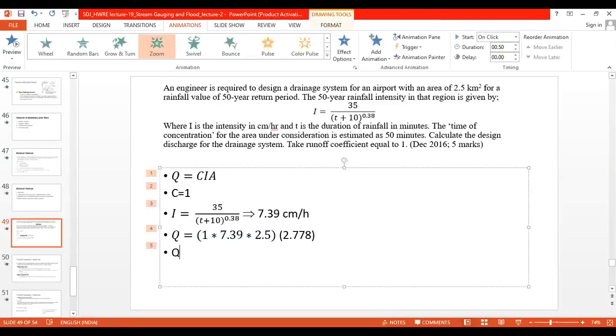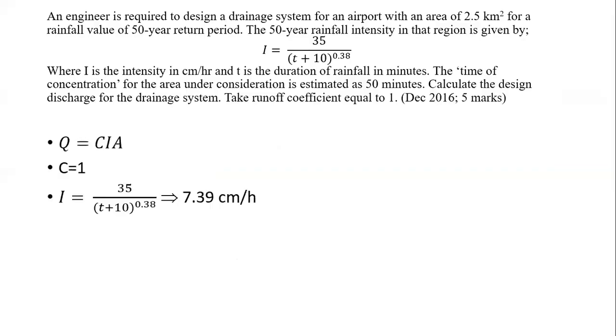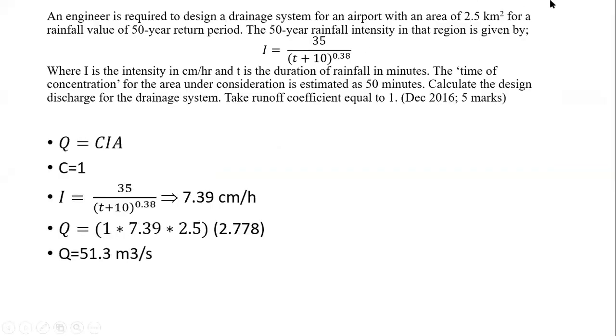So the value of Q will be equal to, now do the multiplications immediately, that is 7.39 into 2.5 into 2.778, that is 51.32 something meter cube per second. So this is the magnitude of a discharge we can say which is passing through that particular catchment area.